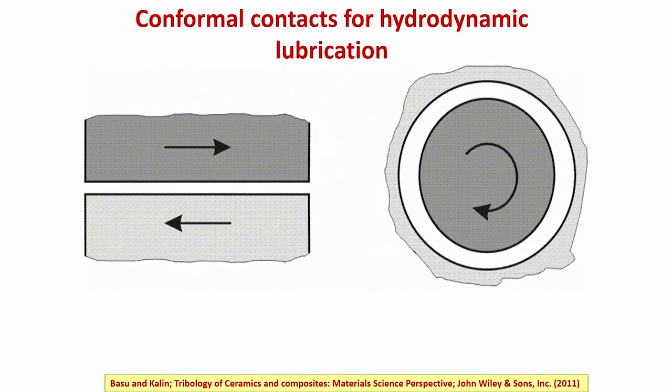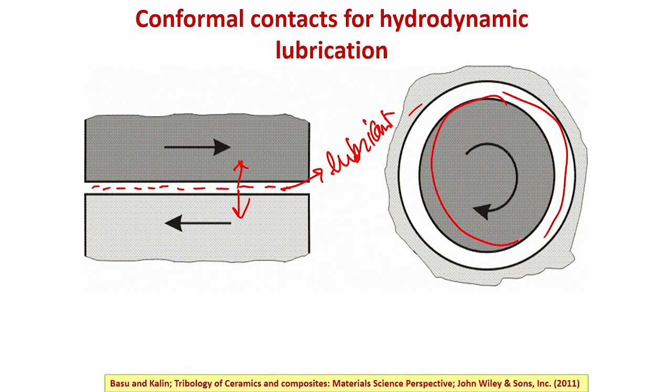Okay. So, now if you look at hydrodynamic lubrication, there are conformal contacts. You can see the two solid surfaces are in conformal contact with each other, because essentially the two mating surfaces conform to each other. Now, if you put the lubricant here, this is the lubrication film, that will keep this surface and this surface separate. Similarly, this is also a conformal solid.